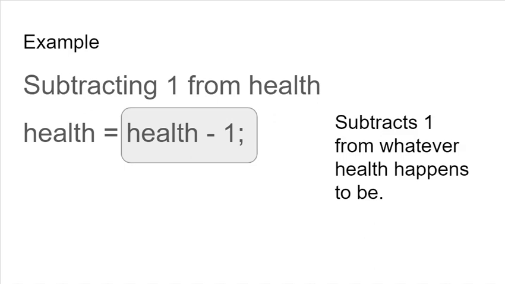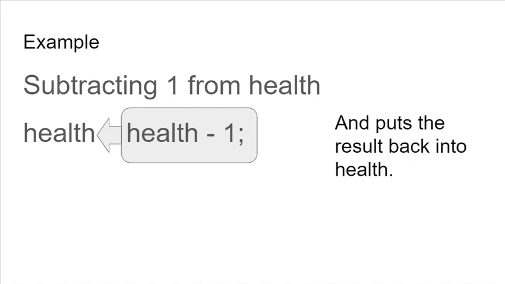So to compute health minus 1, we're going to ask, what's the value of health? We're going to pull health out of the shoebox and look in it and say, okay, maybe health is 100. Great. Now that we have 100, we'll subtract 1 from it. 100 minus 1 is going to be 99. And once we've computed the right side, we're going to put it into the target on the left. So we take health out of the box, look at it, subtract 1 from it, and put it back in the box.